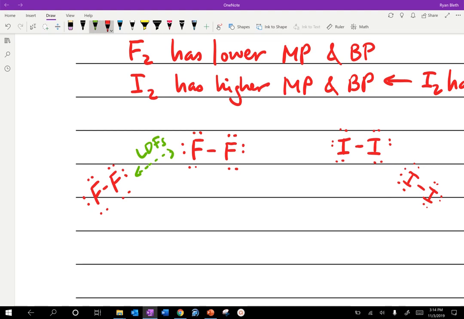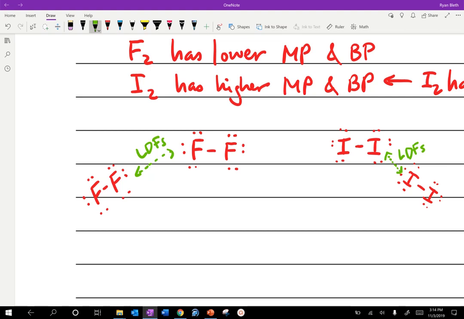Okay, and so there again, there's the LDFs forming an interaction or an attraction between these. And remember, London dispersion forces are simply the attractions that exist, the most basic attractions that exist between the protons of one molecule and the electrons of the neighboring molecule. That's the long and the short of what's going on.